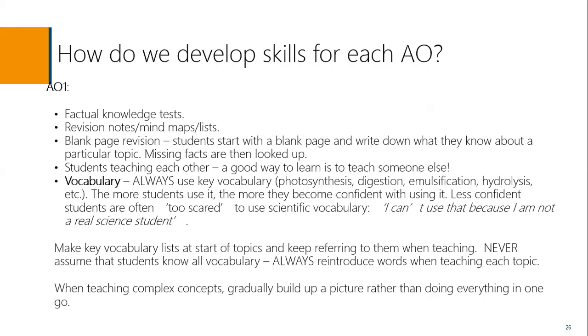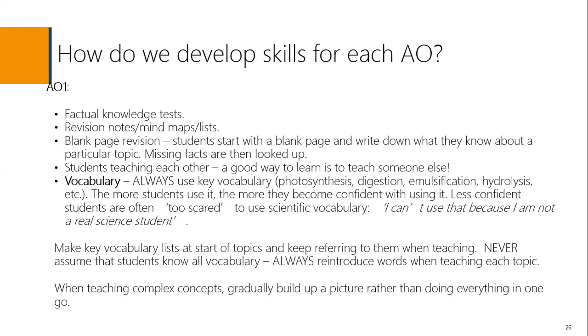We now want to look at how we develop the skills for each assessment objective. And if we start with AO1, this is factual recall skills. So factual knowledge tests, revision notes, mind maps, lists, blank page revision, standard methods for learning content. Students teaching each other, that can apply to all the assessment objectives really, and that's a very good way to learn.